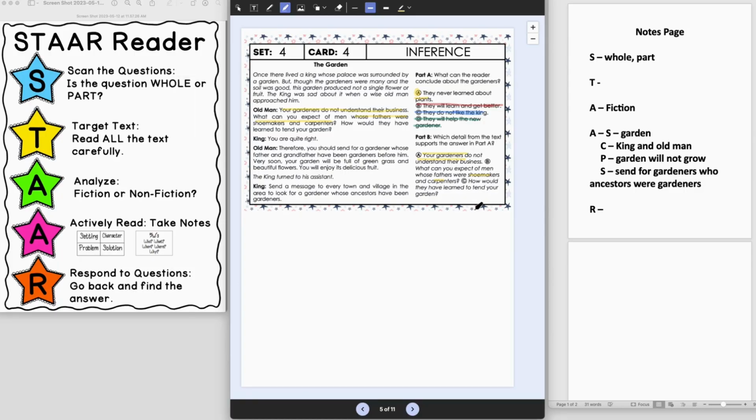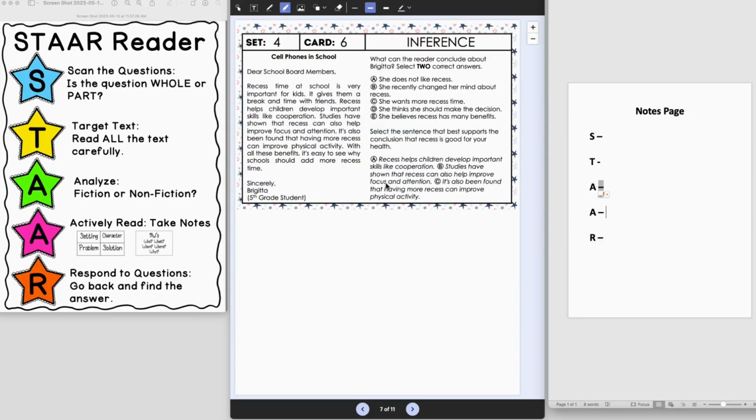All right, let's look at C. How would they have learned to tend their garden? Okay, well, this one more specifically addresses the fact that it is talking about learning. And it says, how would they have learned? So meaning they did not learn to tend the garden. So this one ties back and is direct proof for A. So the best answer here is C.